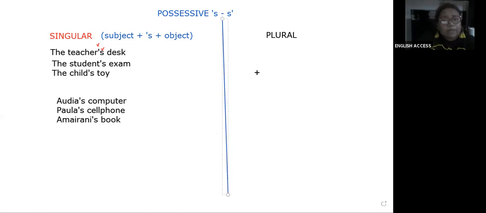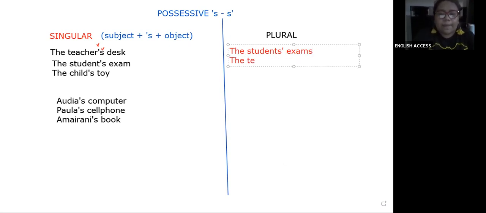What is gonna happen with the plural? Let me show you, okay. Now we have the plural, right? Let me give you some examples in plural. Like for example, plural, the students, apostrophe, exams, because it's plural. The teacher's desk. I'm gonna change that.